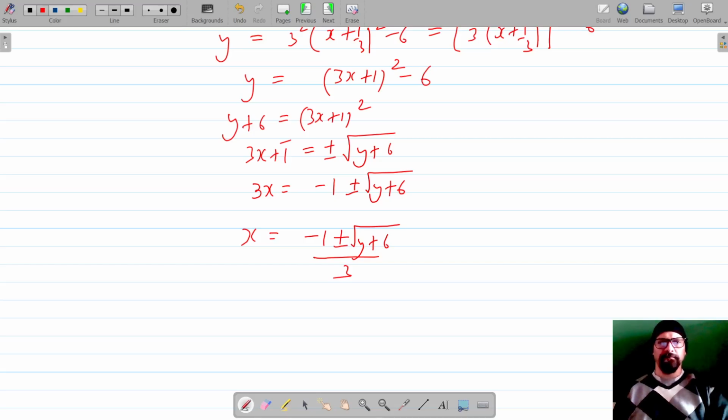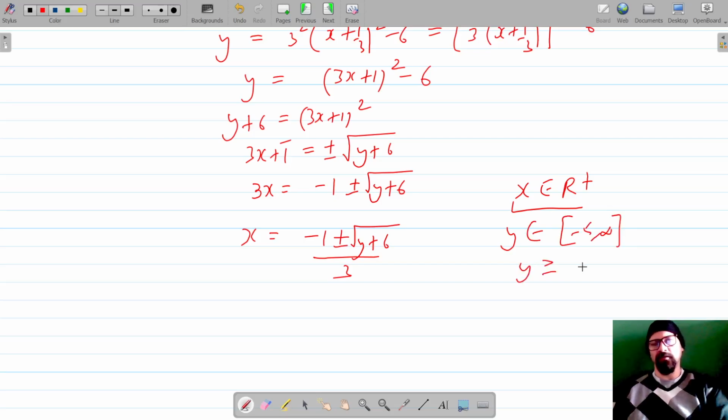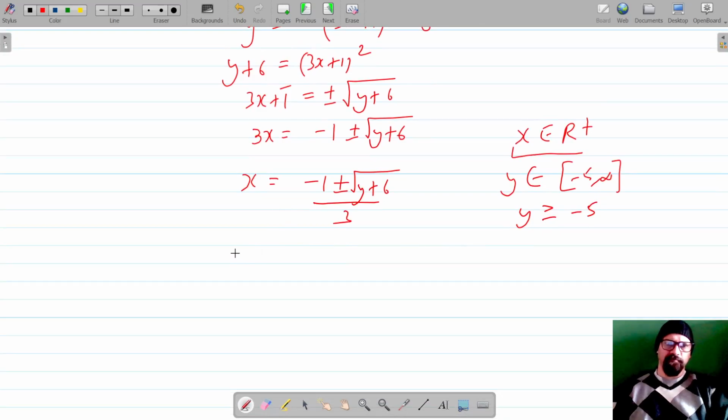Now, we are going to prove that when x belongs to all non-negative real numbers, here we have x that belongs to all non-negative real numbers, and here y, we are given that y belongs to minus 5 to infinity. That means y is greater than or equal to negative 5. So y is greater than or equal to negative 5.